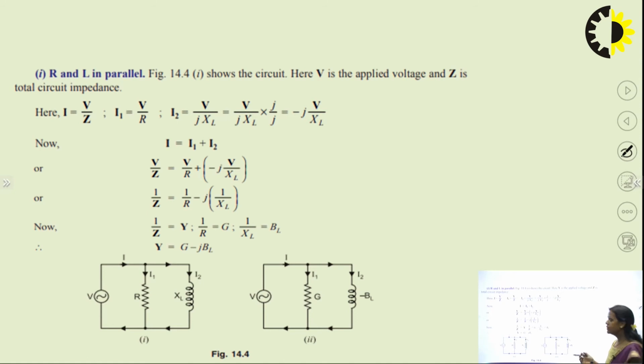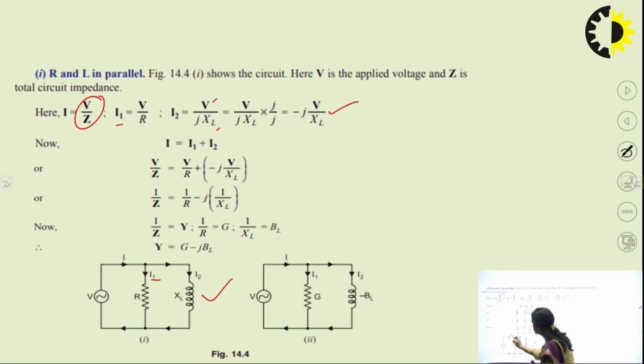Then if there is an R and L parallel circuit, this is the circuit, R and L in parallel, and here I1 current is flowing in and I2 is here. So total I will be V upon Z, I1 will be V upon R, I2 will be V upon JXL. Here we have rationalized it, and you get minus J V upon XL.